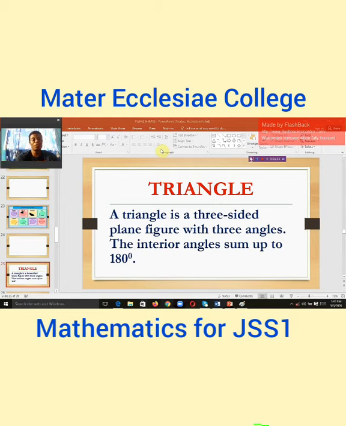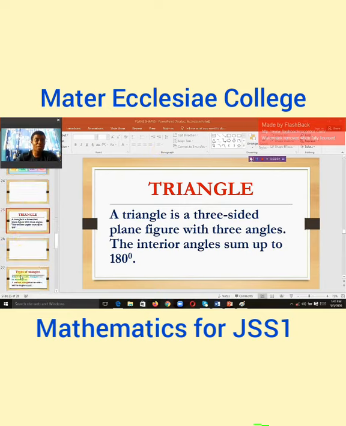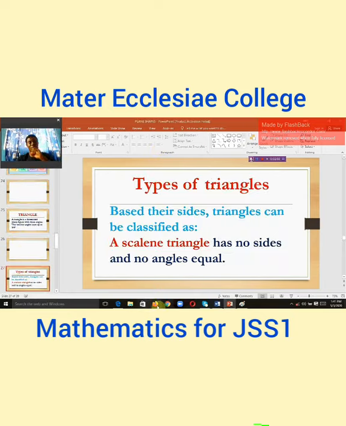Now the interior angles sum up to 180. So what we are saying is that the sum of angles in a triangle is 180. We're already familiar with triangles, so let's move straight to types of triangles. Triangles can be classified based on two forms: based on their sides, and based on angles. There are six types of triangles basically, but I want to break it down into two groups, based on sides and based on angles.